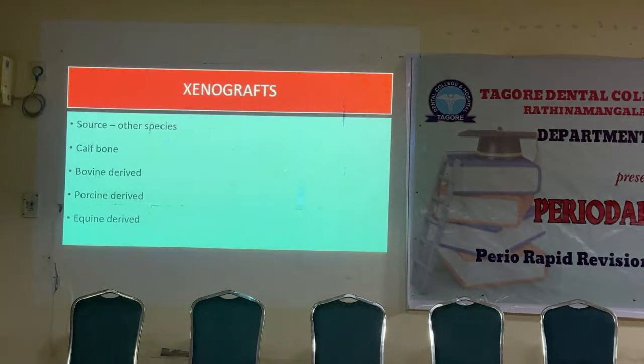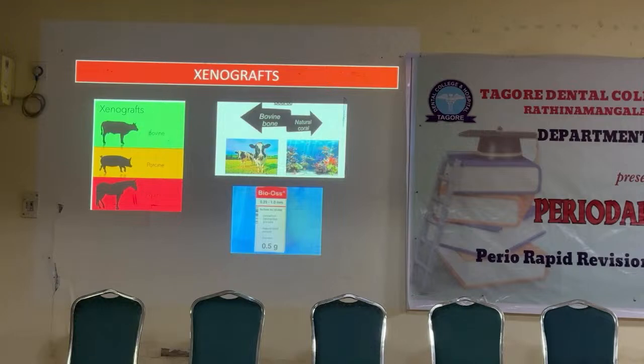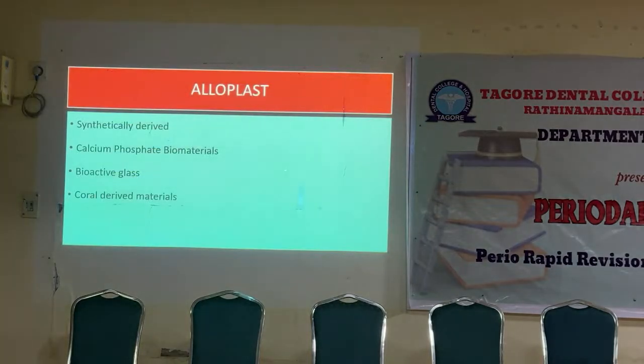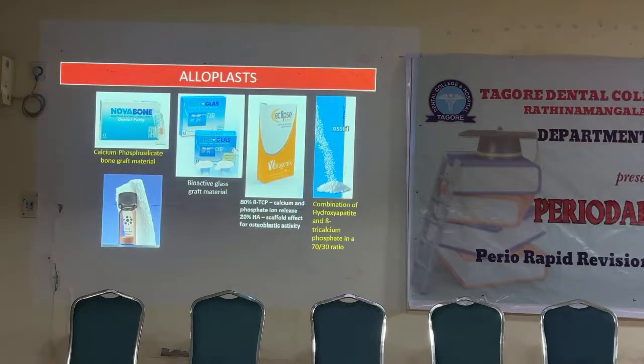Okay. So xenografts, from where are they derived? Calf bone: bovine derived, porcine derived, equine derived. And some of the coral tissues are also considered xenografts, as I told you, right? Then alloplasts are synthetically derived: calcium phosphate, bioactive glass materials, which are purely silica particles, aluminum particles like that, and coral derived materials also. Some different types of materials will be available, and alloplasts are available under these brands. So the main ones are calcium phosphosilicate, bioactive glass, beta tricalcium phosphate, and hydroxyapatite.